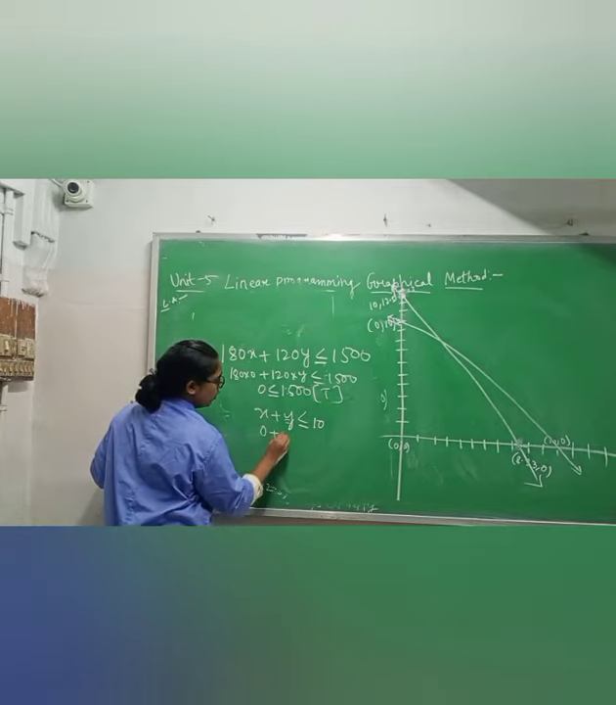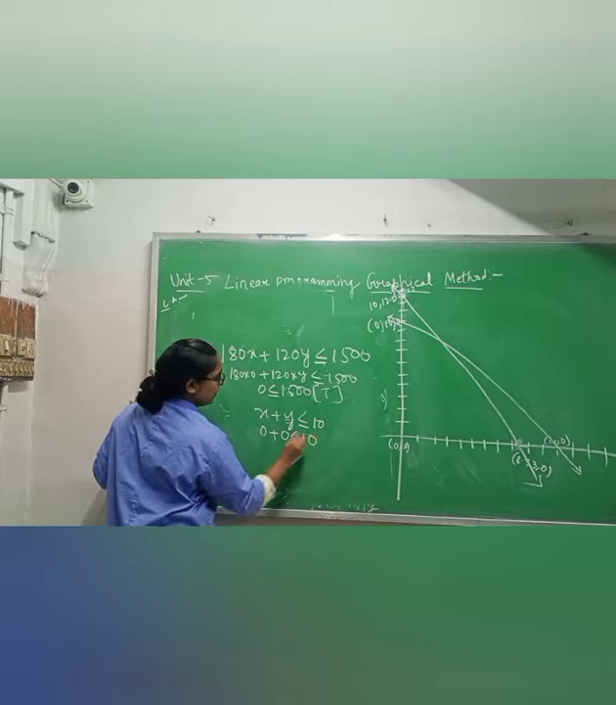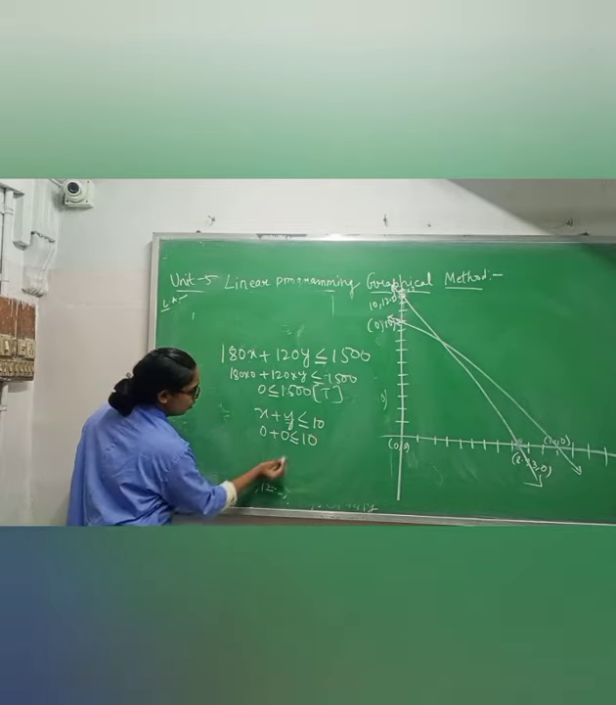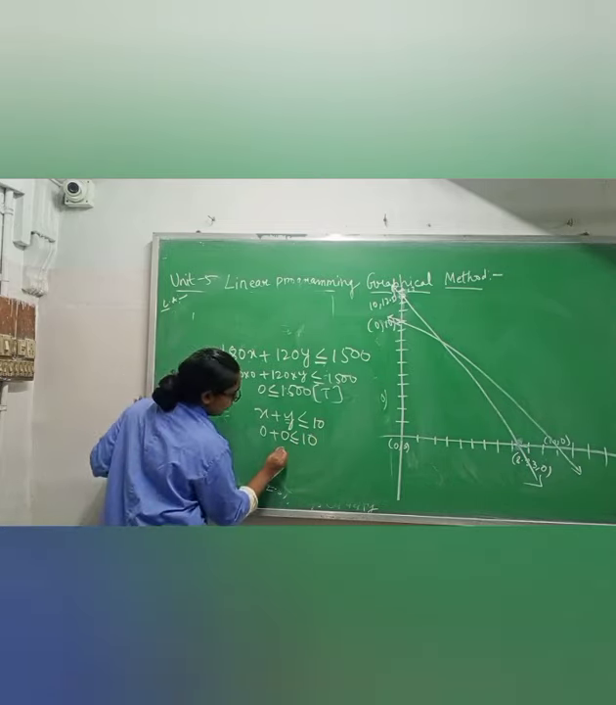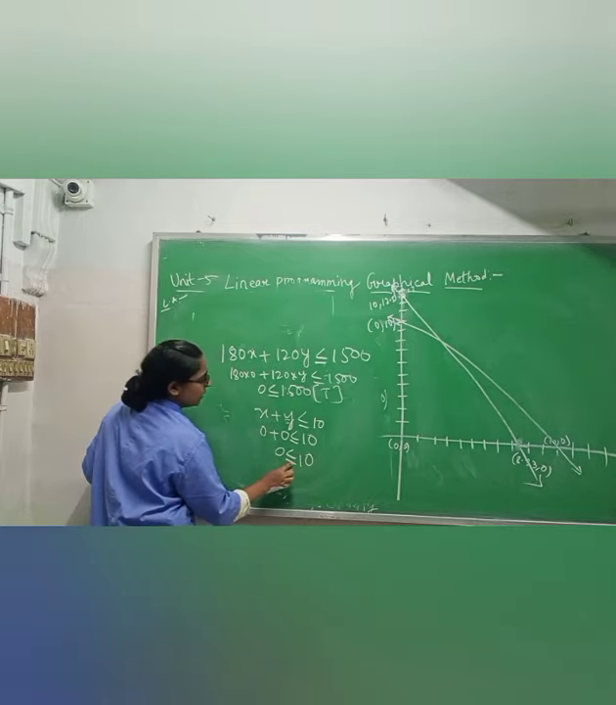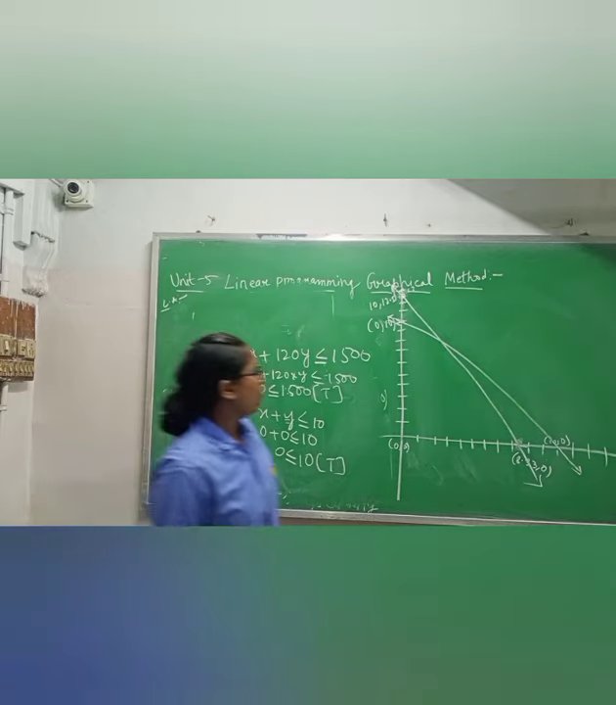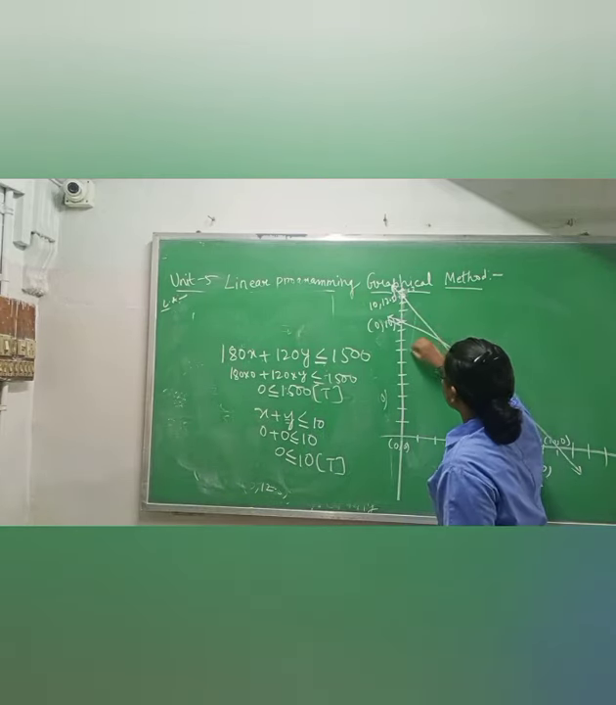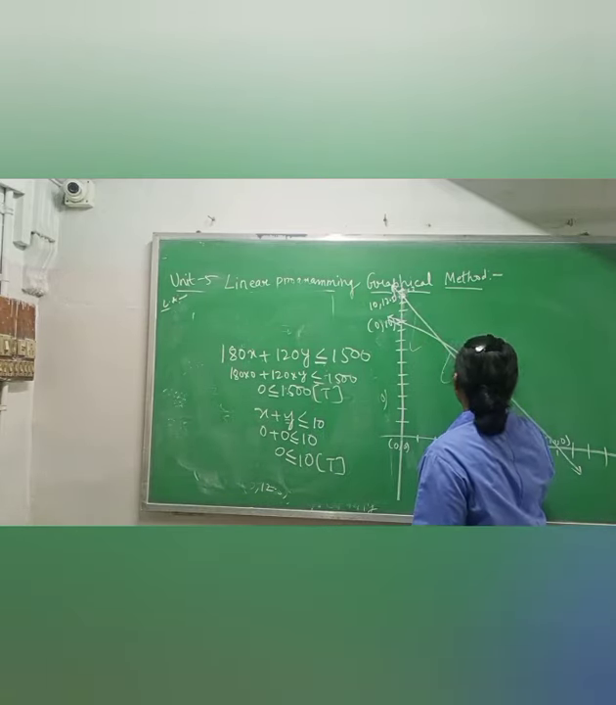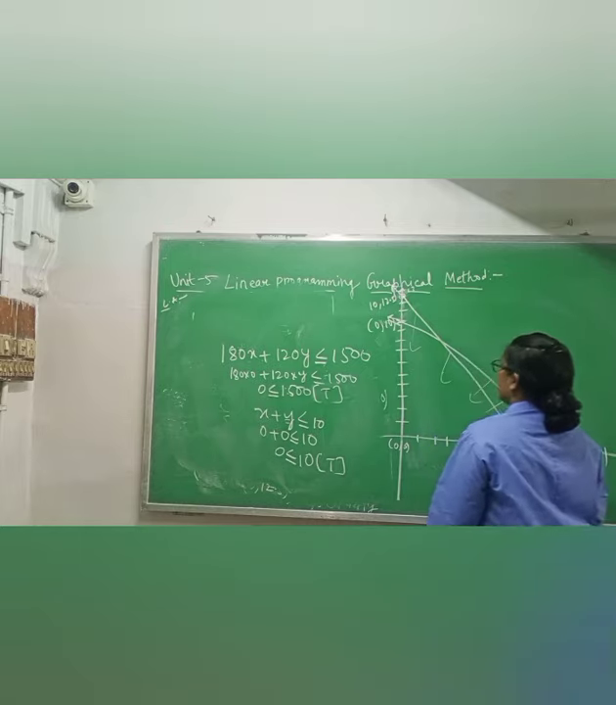Same, you will put 0, 0. I told you that each and every time you have to take x and y value 0 to find whether it is true or false. It is also true because 10 is greater than or equal to 0. So both will go towards the origin. For the first one, this side, and for the second one, this side also. But which one is the common point?